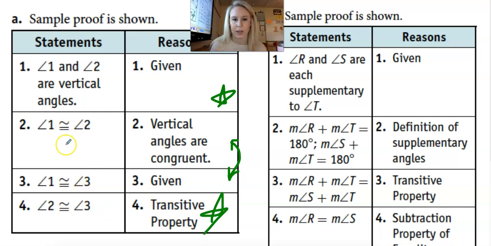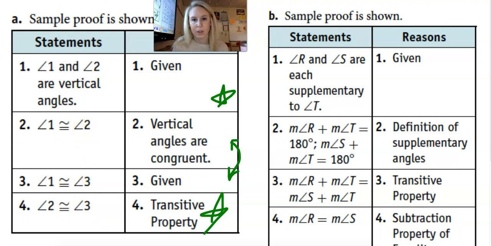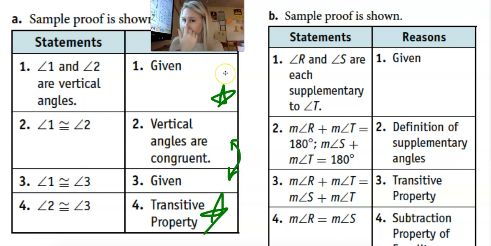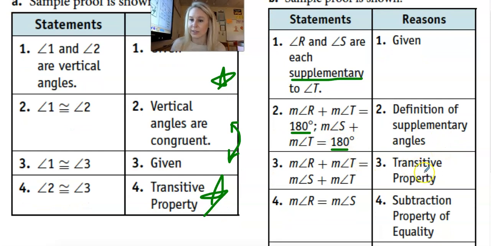But that was the transitive property again, because 1 was 2 and 1 was 3, so 2 has to be equal to 3. The trickier one was probably part B, but again, it is the exact same proof that is on the next page, except you are changing the word complementary to supplementary and the 90s to 180s. So if R and S are supplementary to T, I know R plus T is 180 and S plus T is 180 based on definition of supplementary. Then they did the transitive property or substitution property, if you put that here, because they were both equal to 180. Then I knew they were both equal to each other.